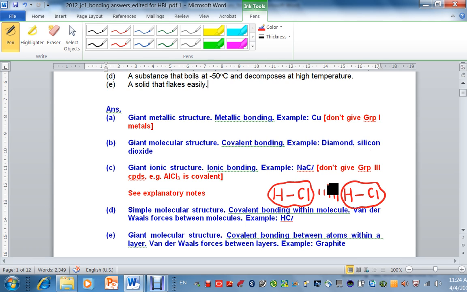One more thing, when we melt or boil the substance, we are breaking the van der Waals forces. We are not breaking the covalent bonds. That's why simple molecular structure has low melting and boiling point.